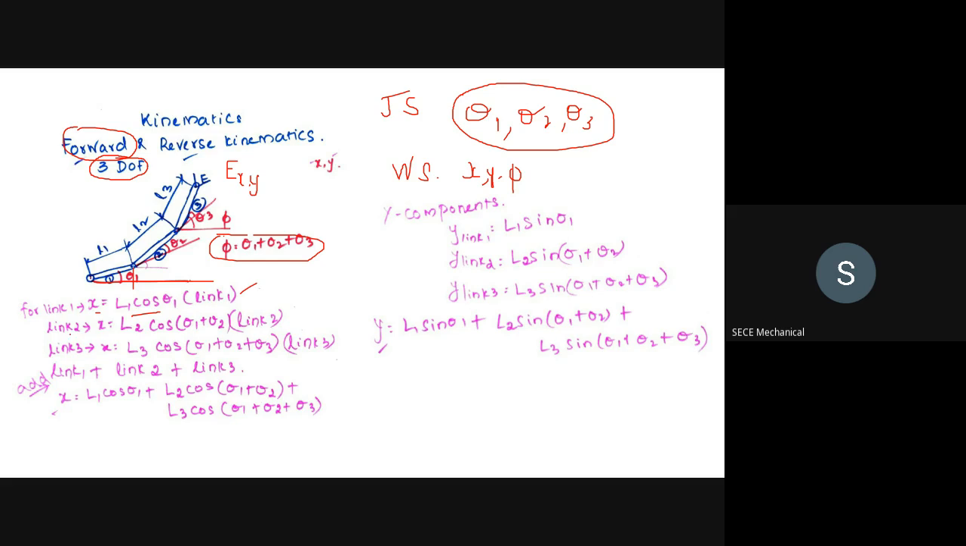Similarly, for link 2, it is L2, the length of the link 2, into cos of theta 1 plus theta 2, because we are going to add the 2 angles. It is theta 1 plus theta 2. Okay. Similarly, for link 3, it is L3 cos of theta 1 plus theta 2 plus theta 3. This is for link 3.